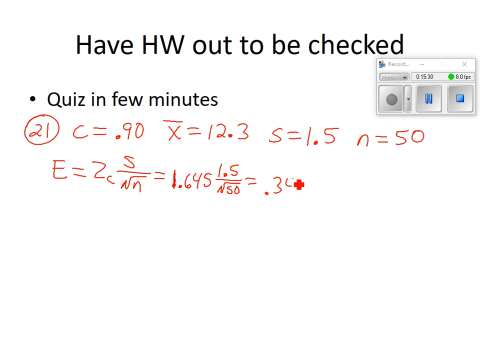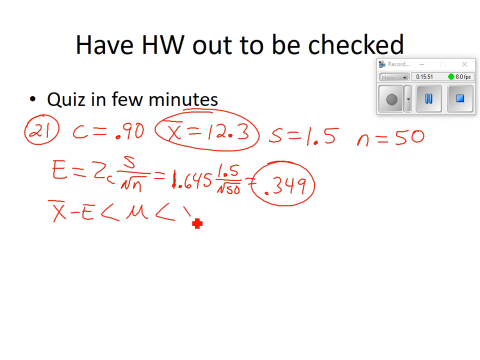3.489, say 3.49. Close enough. Once we have that, then we know X bar, we know the E. So then all we're going to do is X bar minus E, you in the middle, X bar plus E. So 12.3 minus 3.49, what's that give us? 11.951. And then plus, that's 12.649.